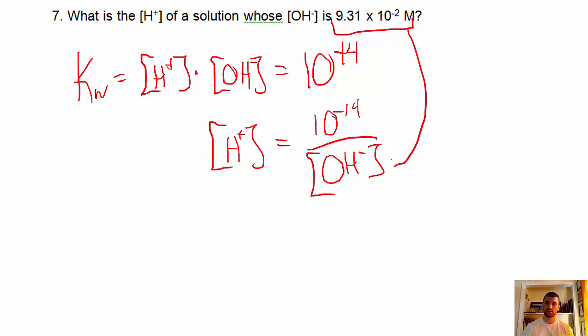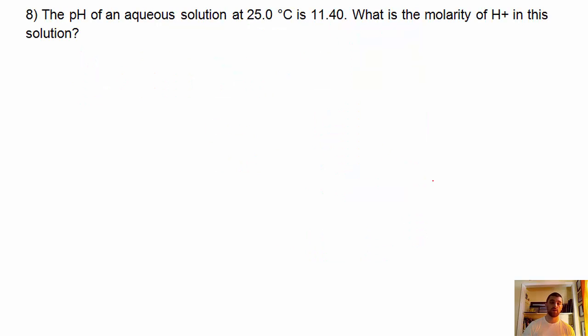And now it's just plug and chug. And I get the answer to be 1.07 times 10 to the minus 13. That's it. All right, 8.